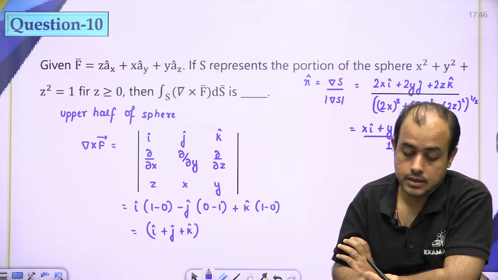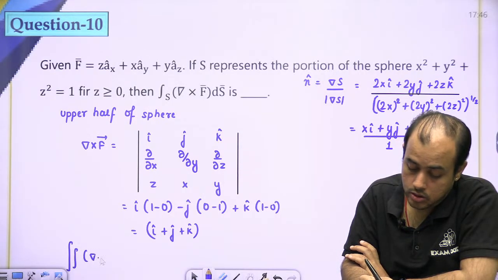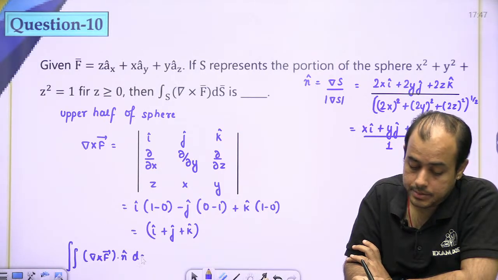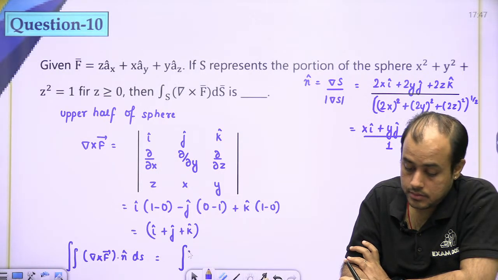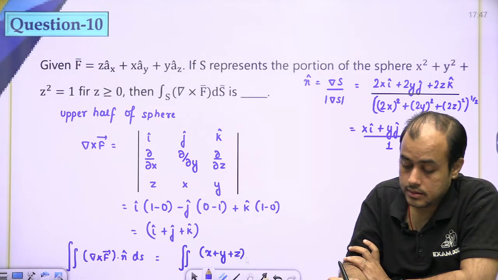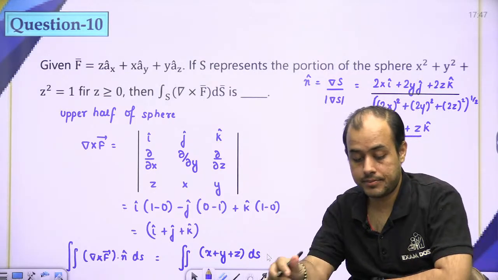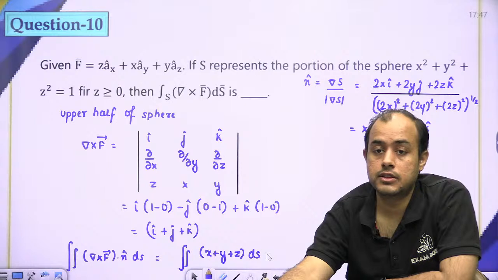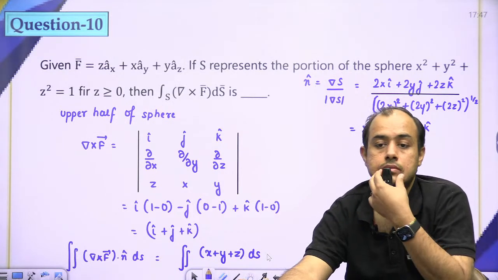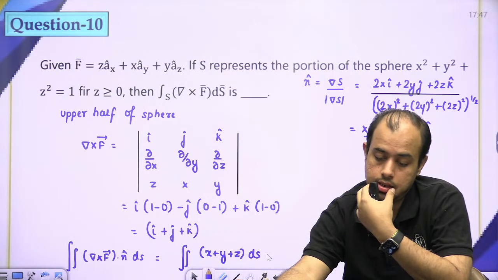ठीक है. Now curl of F dot dS, when you write na, you write as n cap dS. x plus y plus z. ठीक है. This is (x plus y plus z) dS, but ऐसे ही करना है. पड़ जाएगा.